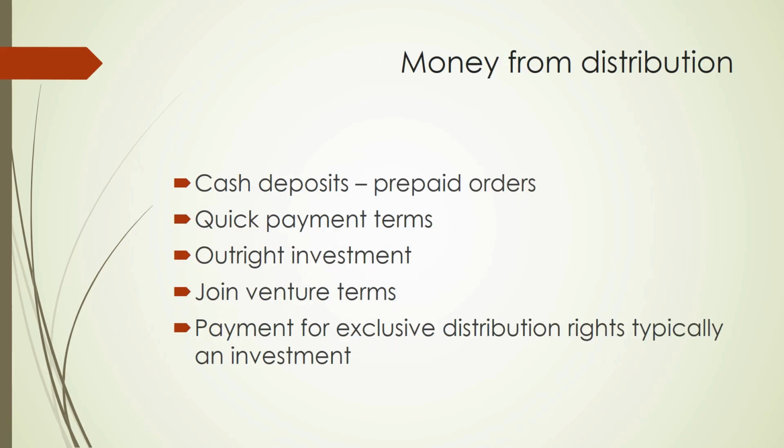Money from distribution channel, well, you can get cash deposits just like your manufacturer might ask for 50% down. You can ask your distribution channel to prepay orders, to pay in 10 days, or to pay up front. Sometimes these companies will want to make an outright investment in return for an exclusive agreement that you'll only sell through them. Some of them will want joint venture terms, and sometimes they just pay you for exclusive distribution rights. Usually it's an investment, but sometimes you can get a payment without an investment in the company.